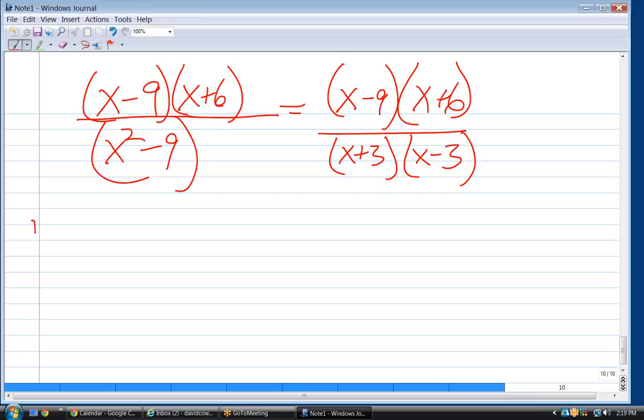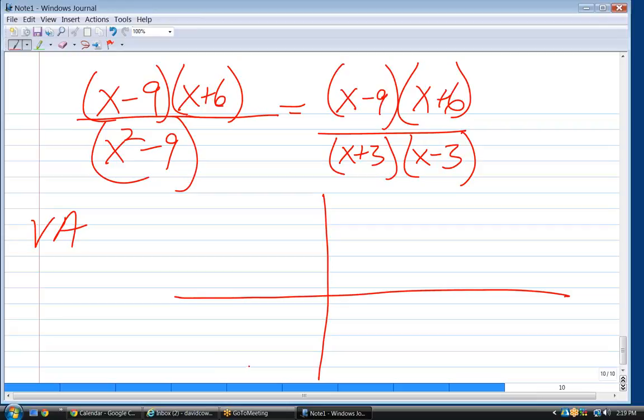What are my vertical asymptotes? Vertical asymptotes you get whenever the denominator is 0. So it's -3 and +3. What are the horizontal asymptotes? Is it 0? No, it's 1.